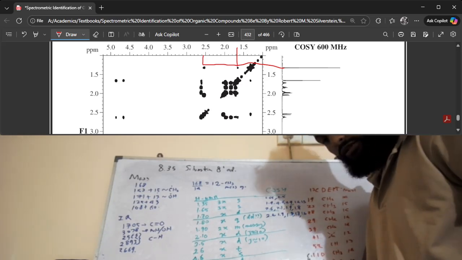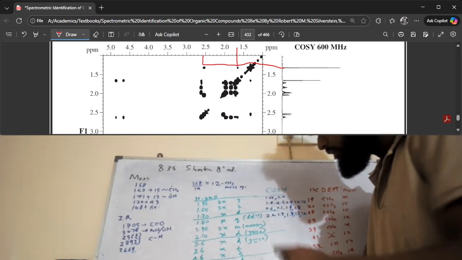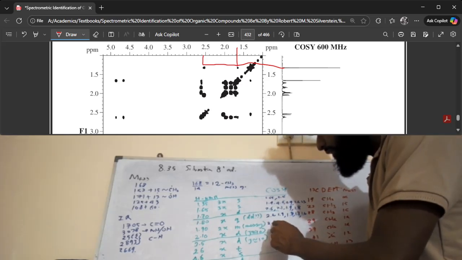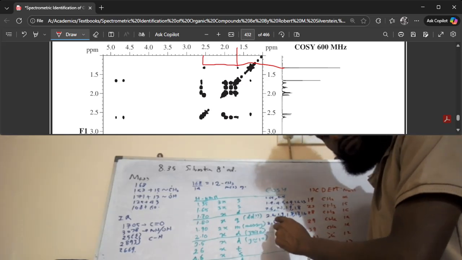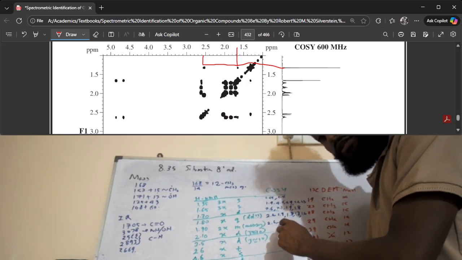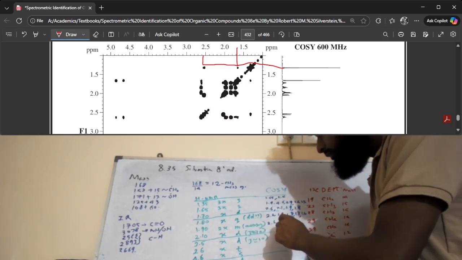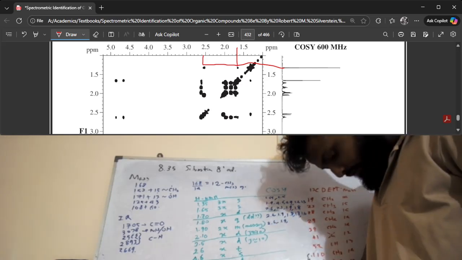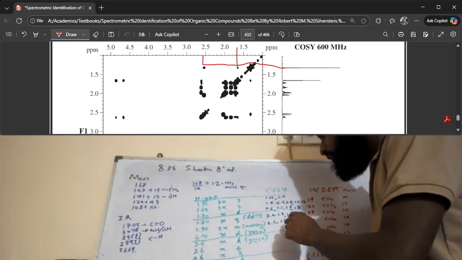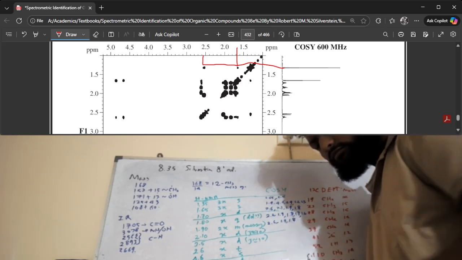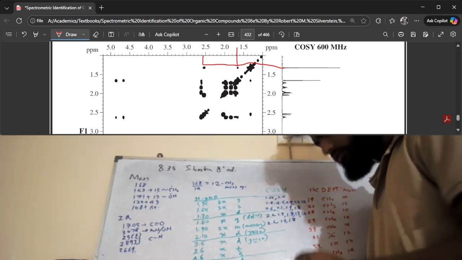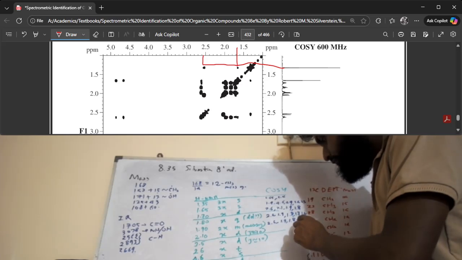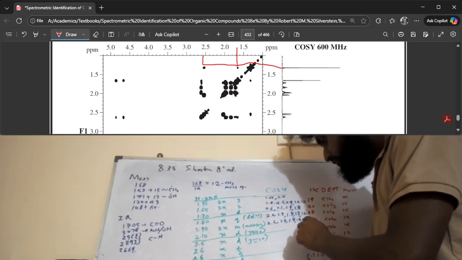Next, again at 1.9, there is a correlation with 2.6 and a correlation with 1.9ish. We might not be very accurate with these numbers because we are just looking at them and putting them on our table. 0.8, 1.7, 1.6.